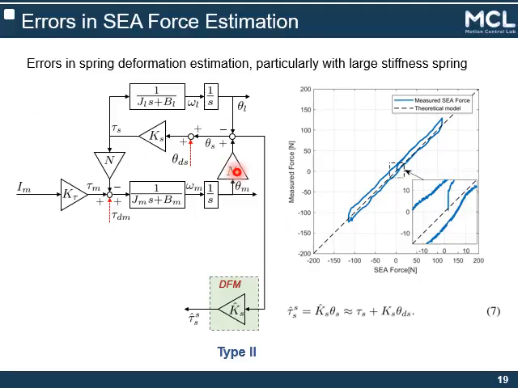So this explains the force measurement of SEA as a block diagram. The difference between the motor angle and the load angle corresponds to the spring deformation, and this spring torque is calculated by multiplying the known spring stiffness. But this measurement can include some error when there is non-linearity, such as hysteresis, shown here.